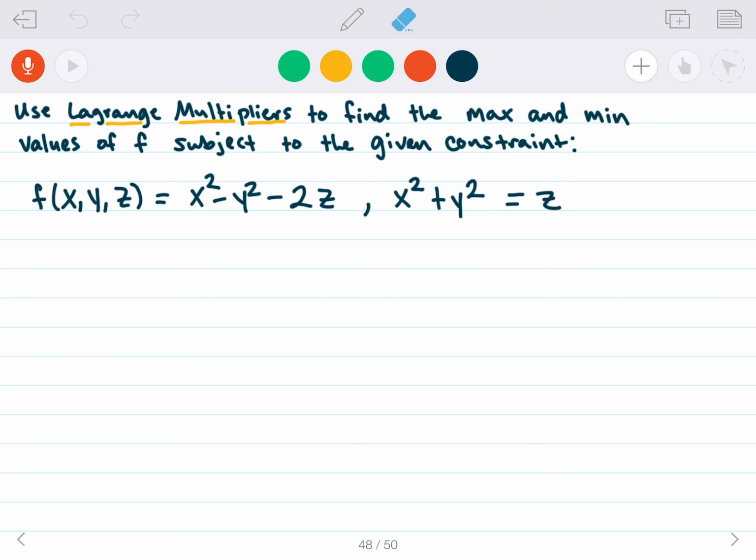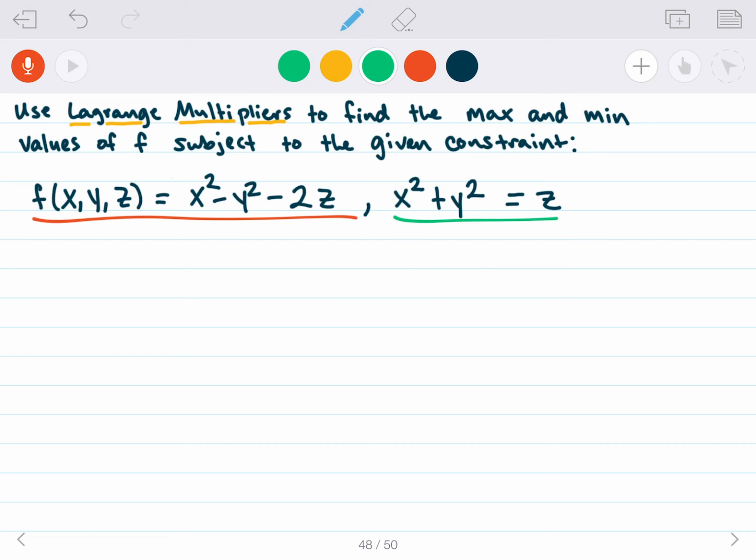Okay, so we want to find the max and the min using Lagrange multipliers. Now this time, we have a function of 3 variables, so we're bumping it up a dimension, but the process is pretty much the same. We can think of it as a surface. It's not technically a surface in how we would imagine a surface, because we have that extra input variable, but that's the function that we're trying to find the max and the min of, and we have this constraint z is equal to x squared plus y squared.